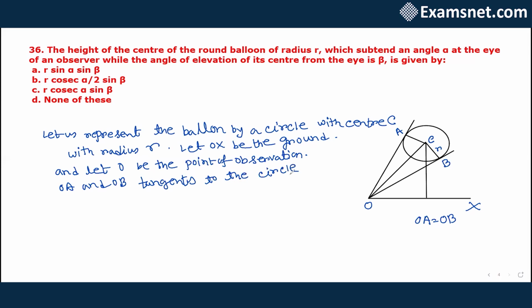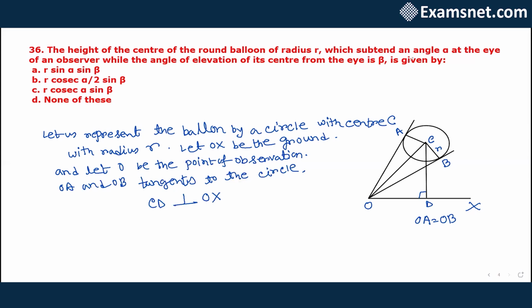Already I have joined CA and CB, and then I have drawn a perpendicular from C to the ground, that is CD. Since this is a perpendicular, angle CDO is 90 degrees. So CD is perpendicular to OX.